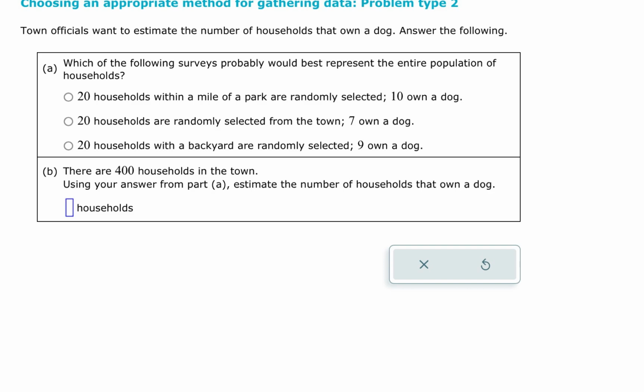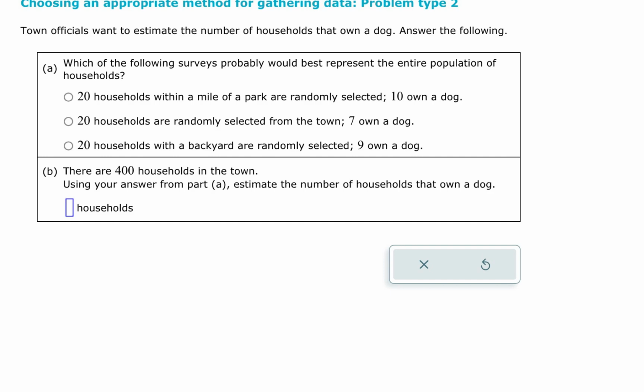It says town officials want to estimate the number of households that own a dog. Part A, which of the following surveys probably would best represent the entire population of households? So again, when we're trying to survey a population, we want to do it randomly, and we want to make sure that we're getting all parts or all segments of the population, meaning not just people who own a house, not just people who have kids, not just people who have pets. We want to just randomly survey everyone.